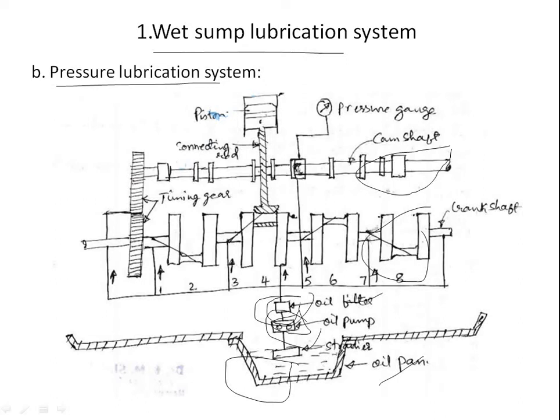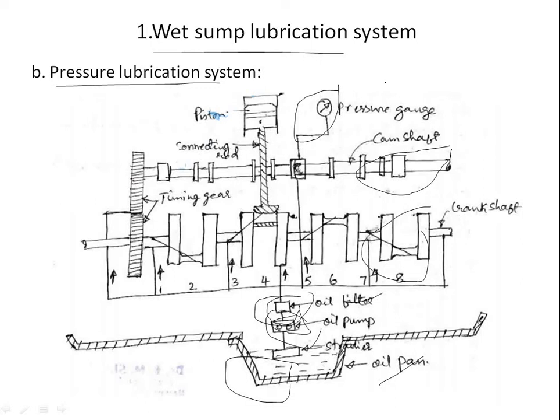A pressure gauge is provided to confirm the lubrication of oil to various parts. You can see the pressure gauge here, and with it you can confirm that the oil has reached all the various parts. This is the most effective and positive type of lubrication.